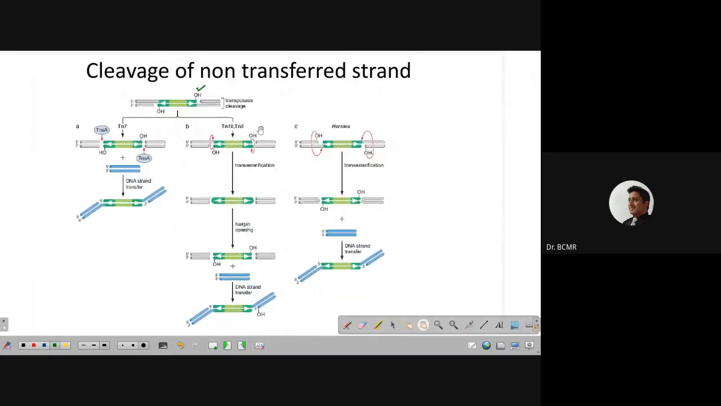Yes, so cleavage of the non-transferred strand, that is the second one. First cleavage, and then in some cases you have specialized proteins to make the second strand break. In another, the OH will make a nucleophilic attack and form a hairpin. The hairpin is resolved, and then you have a transposon that can move on to a new target site. Similarly, the OH of the donor site could make a hairpin like this, and the transposon is free to move from that location to a different location.